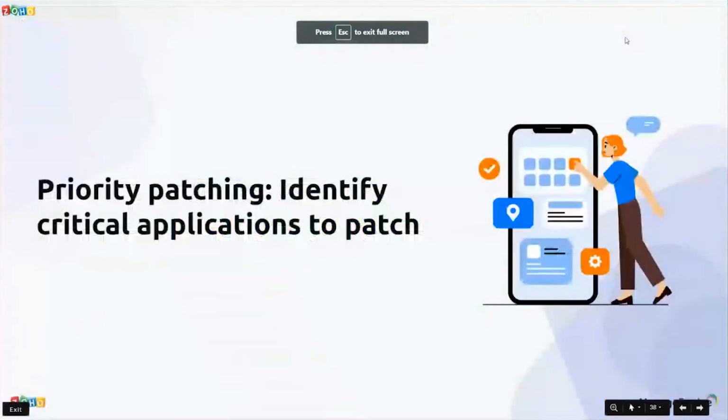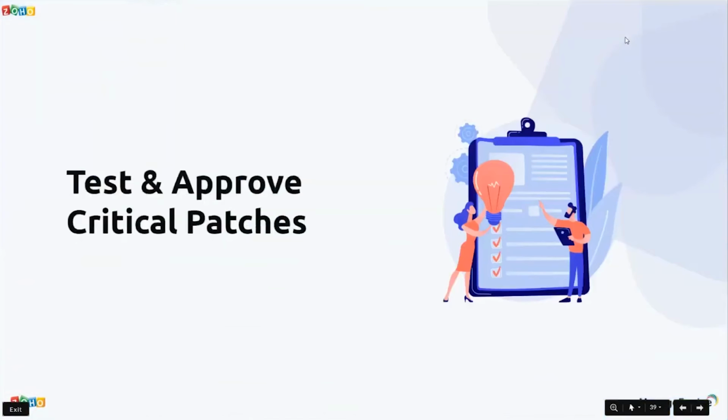Next, we will also be looking at identifying the critical applications to patch, followed by testing them in pilot machines, and then we will be deploying them to the production environment. So let's take a look at the web console on how to achieve these scenarios.